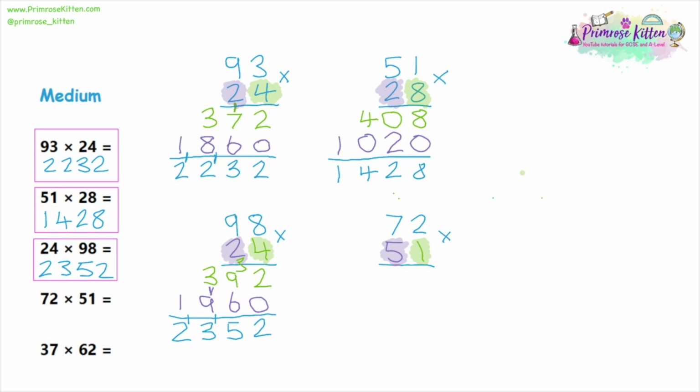So, units column first, 2 times 1 is 2. And since 1 is in the units column, our answer will go into the units column. Then we need to multiply by 7. 7 times 1 is 7, using the next available column. Now multiplying by 5, or it's multiplying by 50.